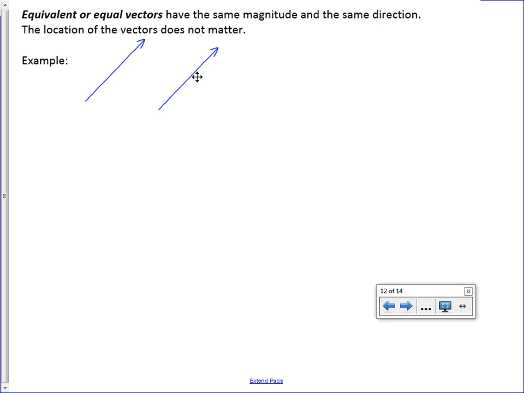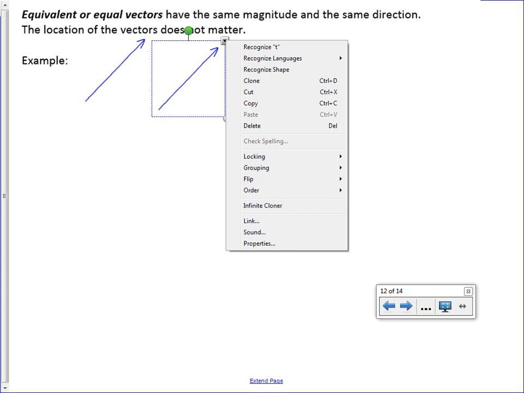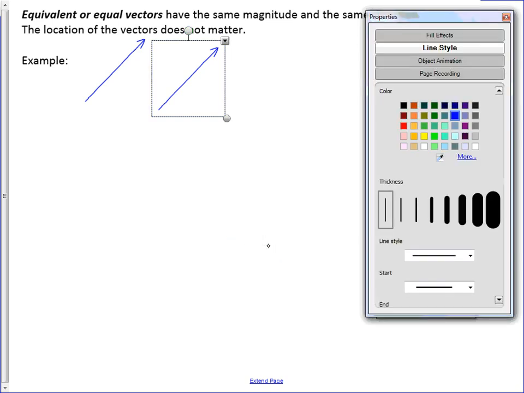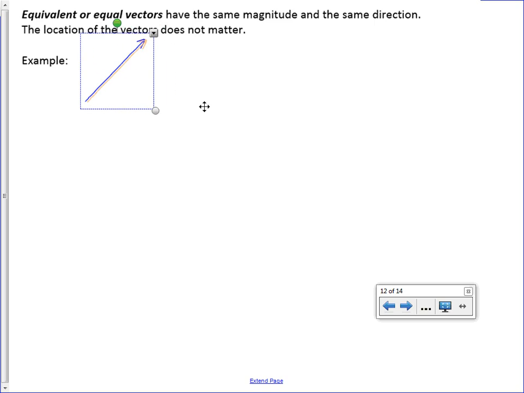If I place this, maybe I'll change its color just to show it's different. Orange. Okay. So you guys see they're the same, except they're same in length, magnitude, same in direction. They're pointing in the same direction. So we consider them to be equal.